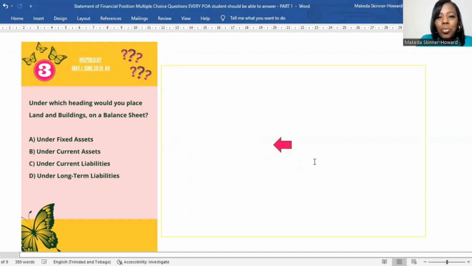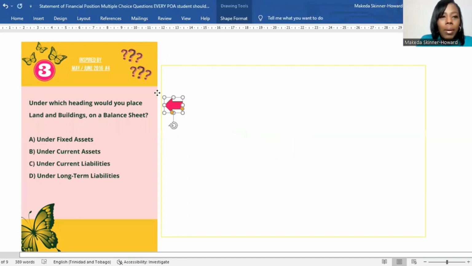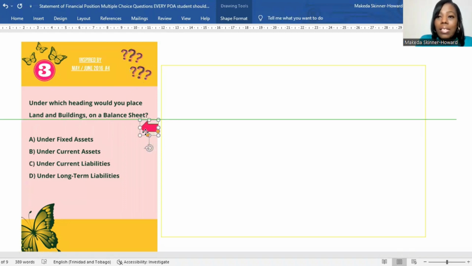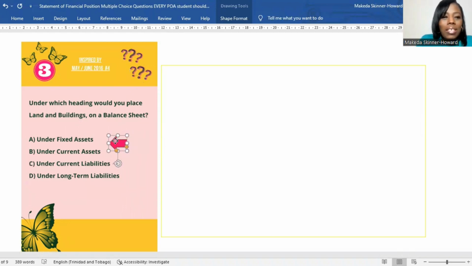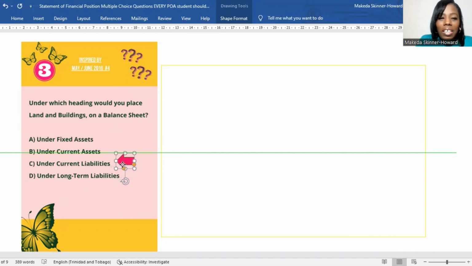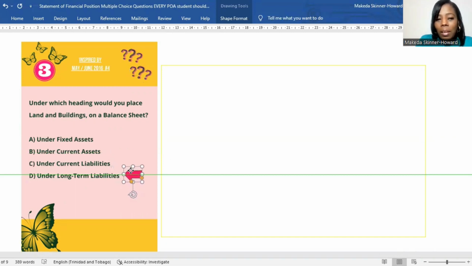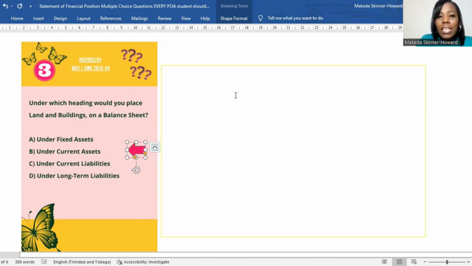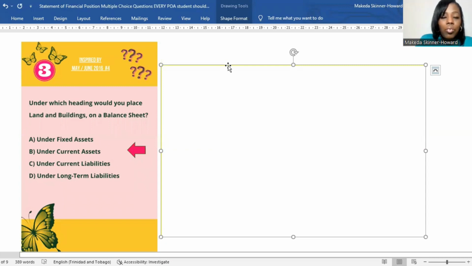Number 3, model question inspired by May, June 2016, number 4. It says, under which heading would you place land and building on a balance sheet? Would you place it under fixed assets, under current assets, under current liabilities, or under long-term liabilities, which is also known as non-current liabilities? Where would you place it? That was a good idea to pause the video, write down your answer, and then look at the explanation, so you're not just consuming, you're also creating and learning.